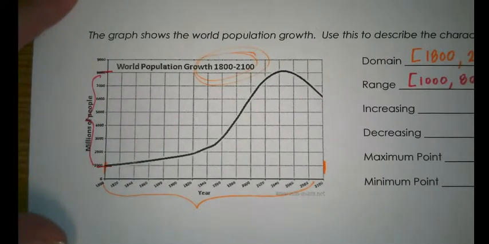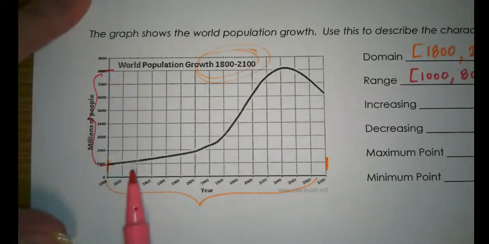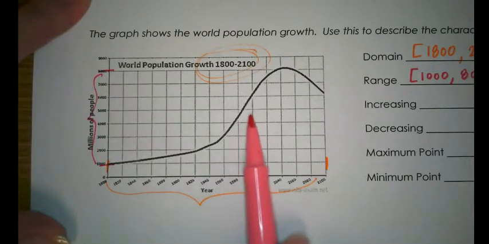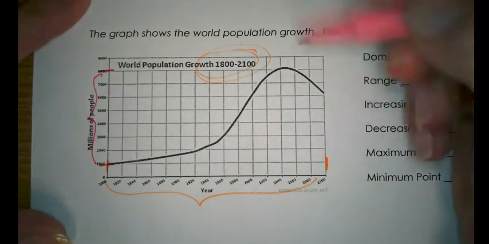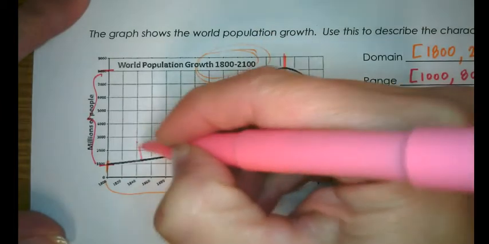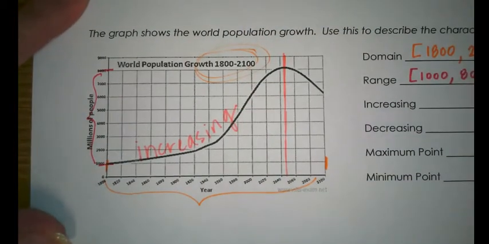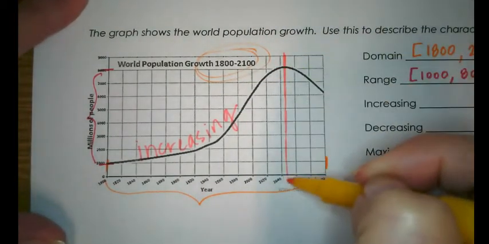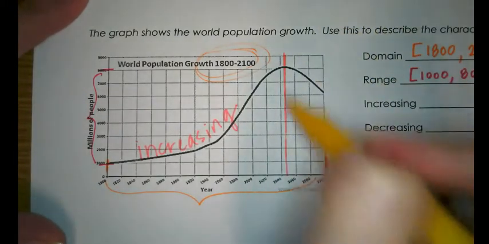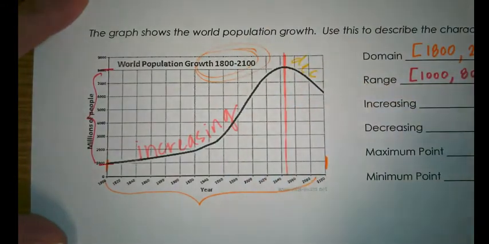All right, so next up we're going to look at the increasing and decreasing. And it looks like starting in 1800, the population is increasing. It's still increasing. I don't know, maybe somewhere around here is where it stops. So all of this right here, the population is increasing. And then from whatever year this is, we'll zoom in in a second and see if we can figure out what year that is. But then it looks like from here to the end of the graph, the world population was decreasing.